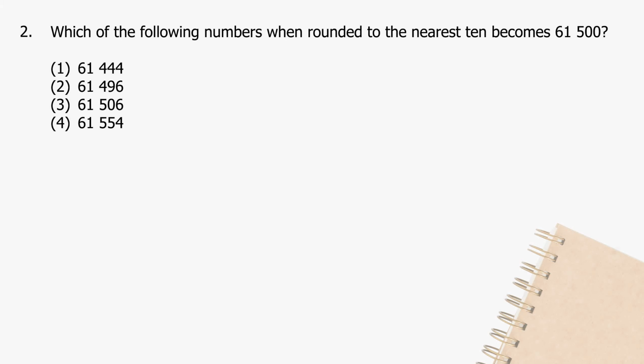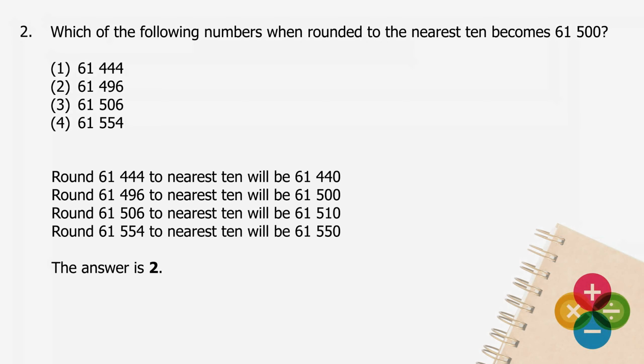Question 2. Which of the following numbers when rounded to the nearest 10 becomes 61,500? Round 61,444 to nearest 10. The number will be 61,440. Round 61,496 to nearest 10. The number will be 61,500.